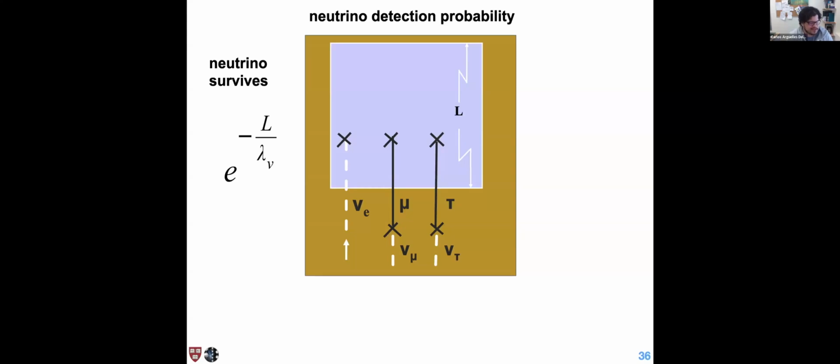This may sound a little strange because neutrinos are really weakly interacting particles, so we typically think that they just go through everything. However, when you have ultra high energy neutrinos, they are not necessarily able to go through the whole planet. And so we need to account for the fact that not all of the neutrinos are going to make it through the Earth. So that's the neutrino survival probability.